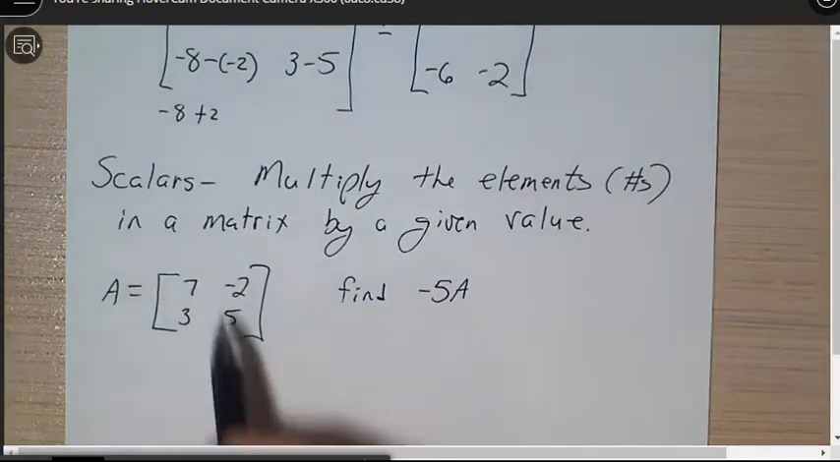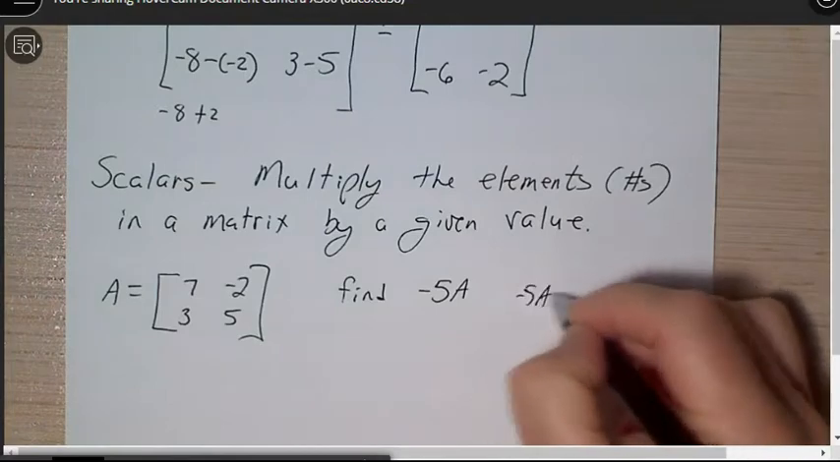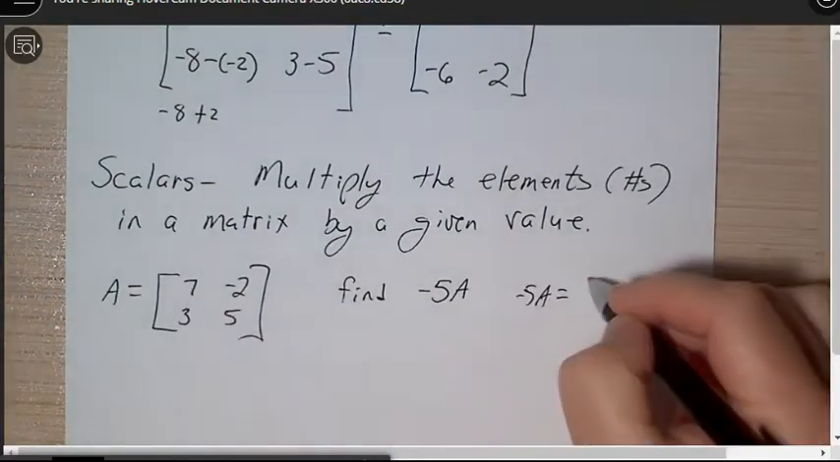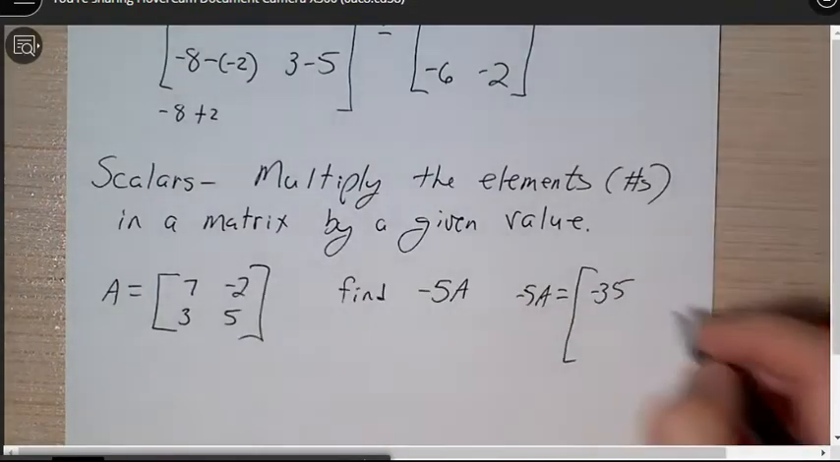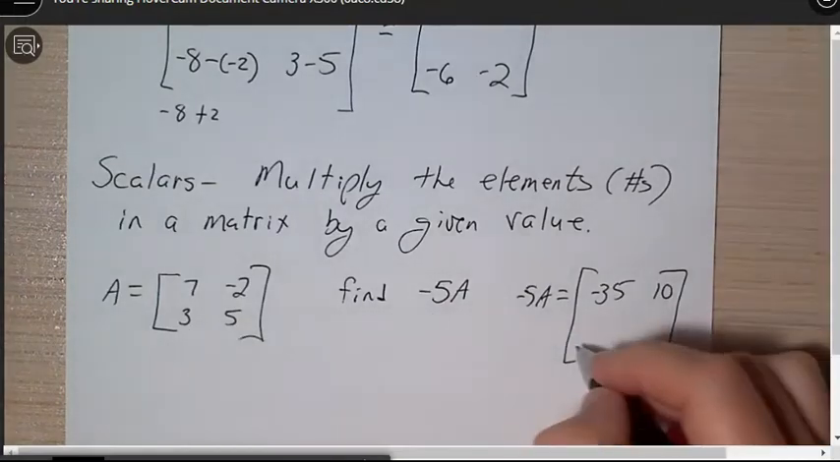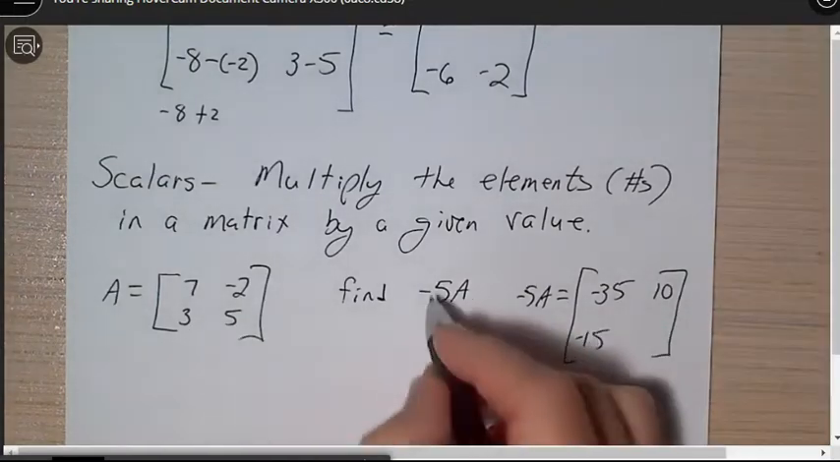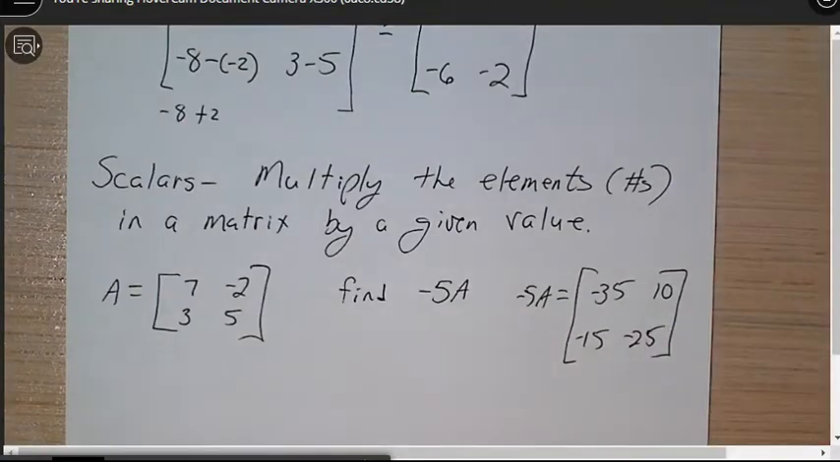Well, that just means you take every single number here and you multiply it by negative 5. So negative 5A will just equal, well, negative 5 times 7 is negative 35. Negative 5 times negative 2 is 10. Negative 5 times 3 is negative 15. And negative 5 times 5 is negative 25. Okay, so pretty straightforward. They give you a number to multiply. You just multiply every single number in that matrix by the number that they give to you.